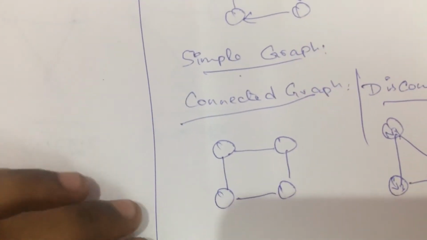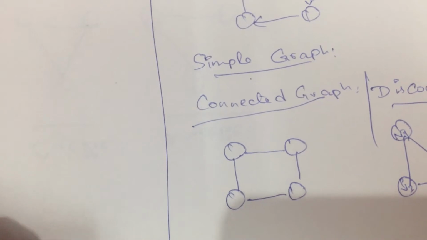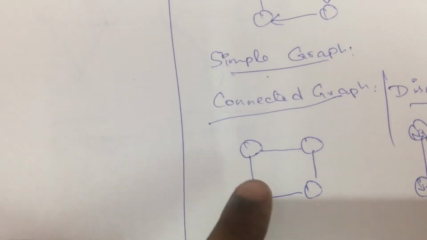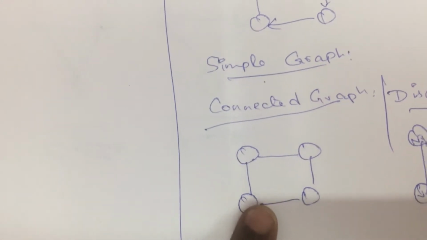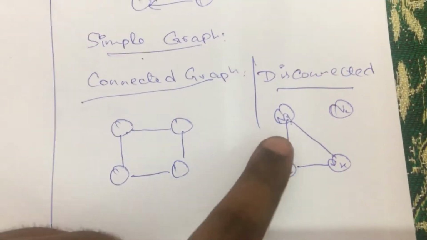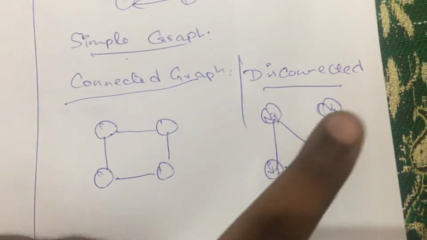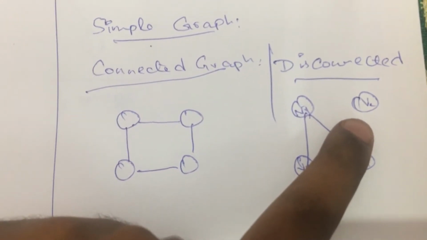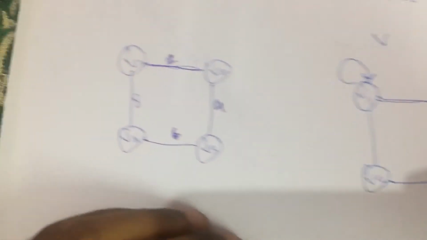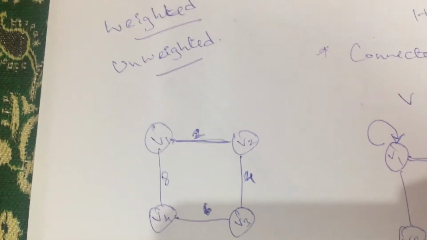And this is about a connected graph. A connected graph is nothing but all the vertices of a graph should be connected, but not mandatorily to have a cycle, right? Followed by which we also have a disconnected graph, where one vertex will not be connected with any other vertex in the same graph. And followed by which we also learnt about weighted graph and unweighted graph.